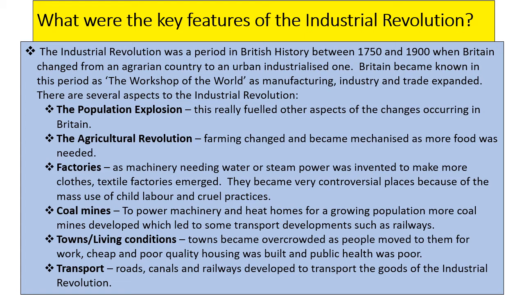Now, for lots of reasons, like medical care getting better, food getting better, the agricultural revolution, there's better quality food. The government put a massive tax on gin, so people can't drink so much gin, therefore they're not dying of alcohol-related illnesses. The population exploded in Britain between 1750 and 1900, and that fueled some of the other changes.